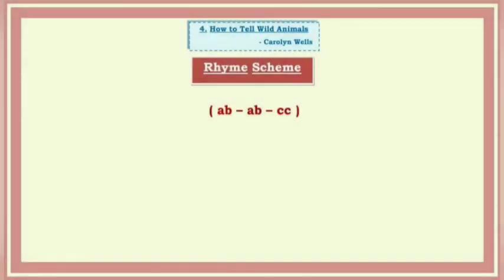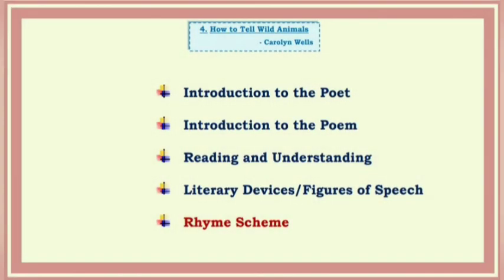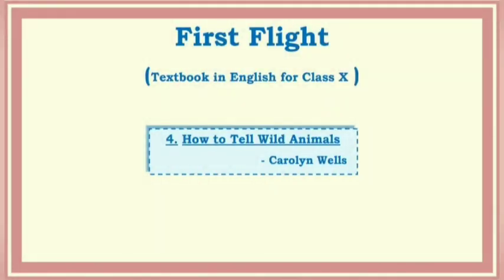So A B C C is the rhyme scheme of the poem How to Tell Wild Animals. So dear children, that was your poem How to Tell Wild Animals.